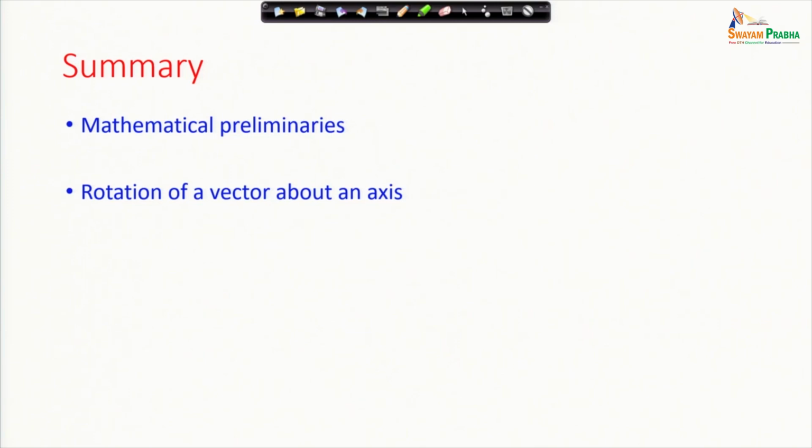So, this is our summary of what we have discussed. We started with some mathematical preliminaries, and finally, we looked at rotation of a vector, and from there rotation of a vector about an axis, from where we derived the most general representation of a rotation matrix when a rotation takes place about an arbitrary direction. So, with that I will close this lecture.